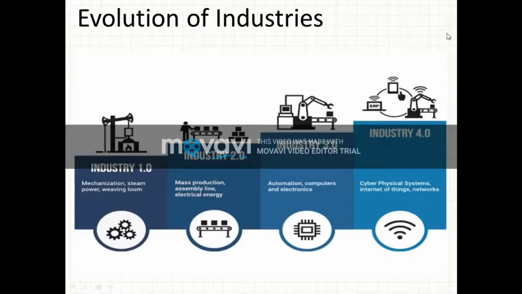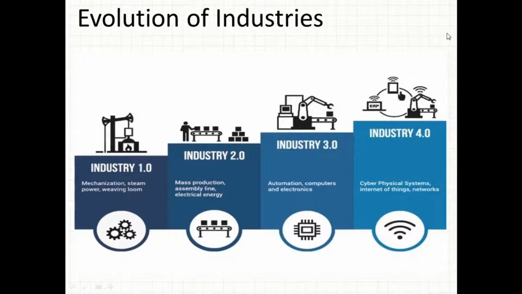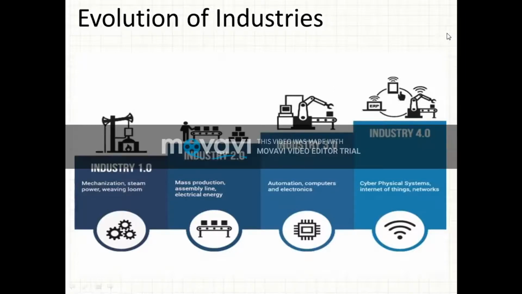So Industry 3.0. 3.0 is a very major industrial revolution that took place, because PLC, IGBTs, solid state relays, and all those integrated circuits were introduced during Industry 3.0. So this is where automation started. The automation revolution started during Industry 3.0.